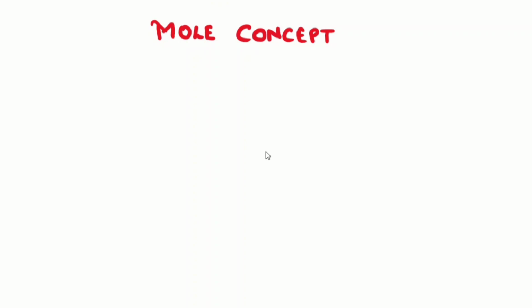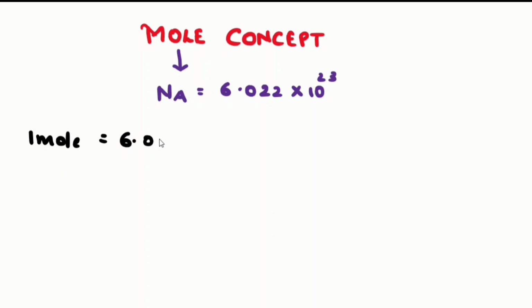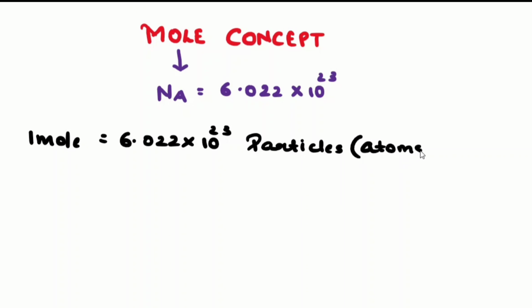Students, today we will be studying a very important topic from chemistry, that is the mole concept. Now always remember students, a mole is just a number, which is called Avogadro's number, and the number is 6.022 into 10 to the power 23. And remember students, 1 mole is 6.022 into 10 to the power 23 particles. Now it can be anything, any particles, either atoms or molecules or ions.